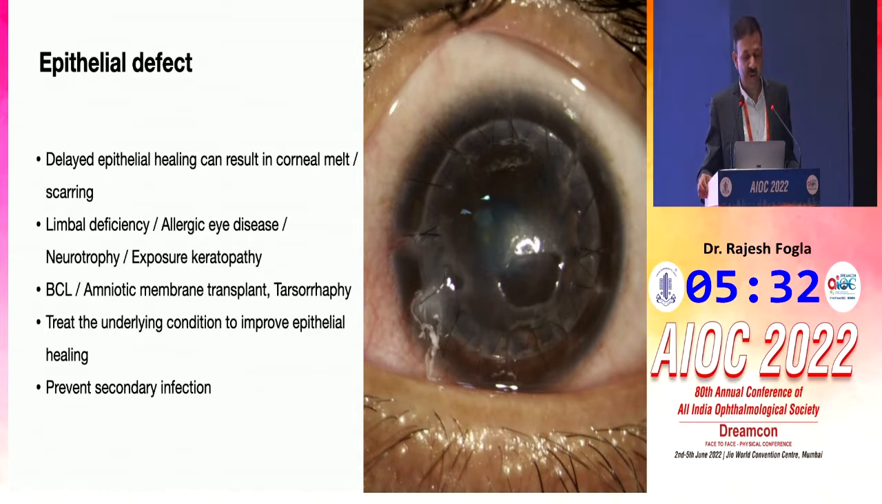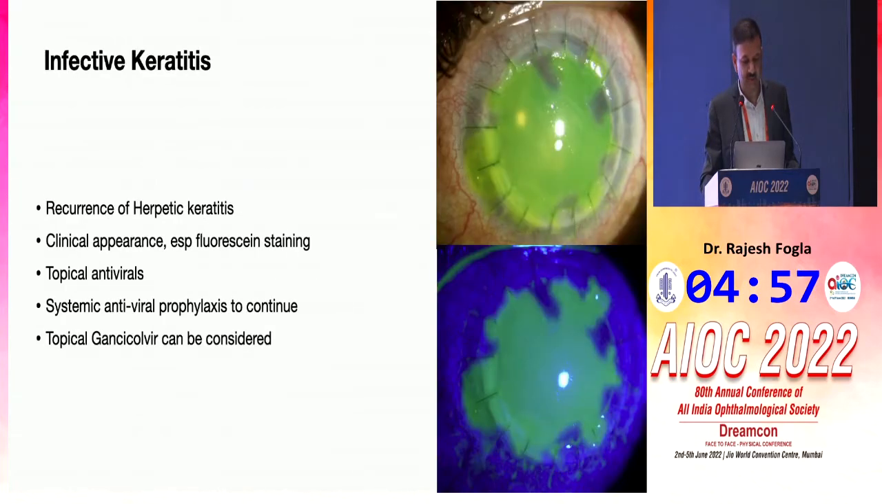Etiology can be pre-existing limbal deficiency, or allergic eye disease where you have a lot of large papillae under the upper eyelid. You can have a neurotrophic component to it, which also reduces the rate of epithelial healing. And lid disorders, which result in exposure or lagophthalmos, can also be the offending reason why your epithelium is not healing. You can manage by putting a bandage contact lens, an amniotic membrane transplantation, or doing a tarsorrhaphy. You have to treat the underlying condition to improve the epithelial healing. And while the epithelial defect is there, you need to prevent any secondary infection.